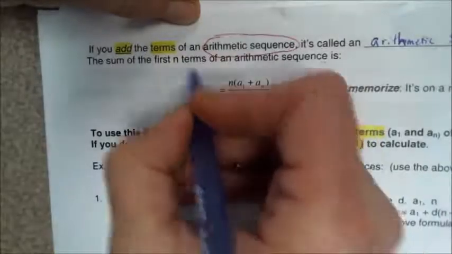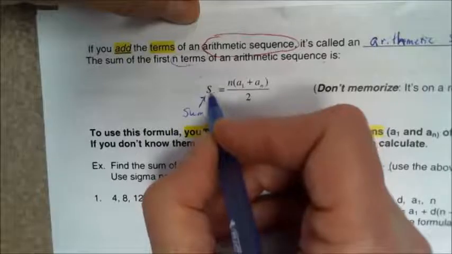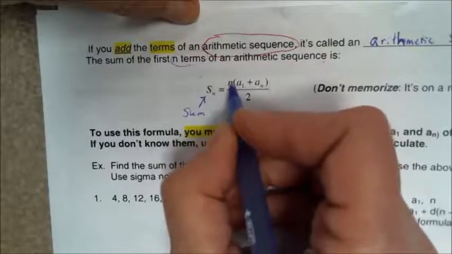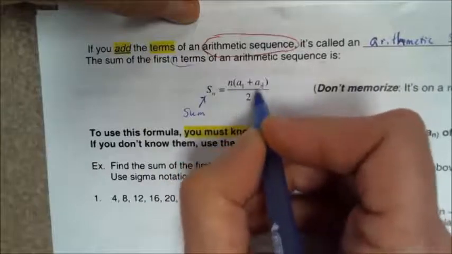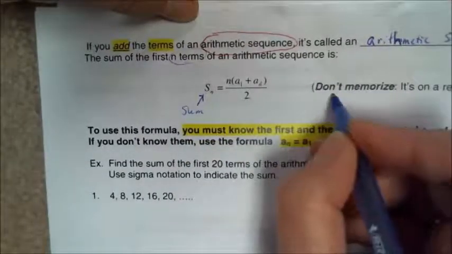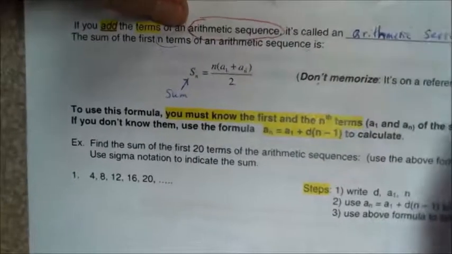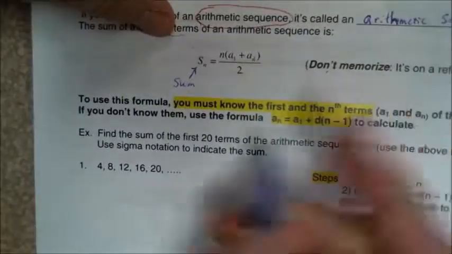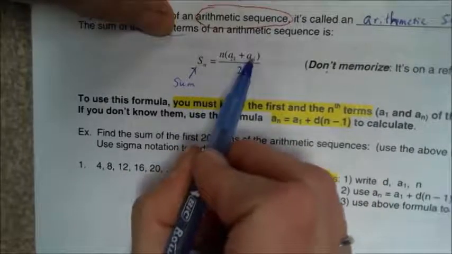The first n terms, so like if you want to sum the first 20 terms, you do S20 equals 20 times the first term plus the 20th term, all over 2. You don't have to memorize this. It's on a reference sheet that you'll get every time you take an exam. So if you want to use this formula, you have to know the first term and the nth term.